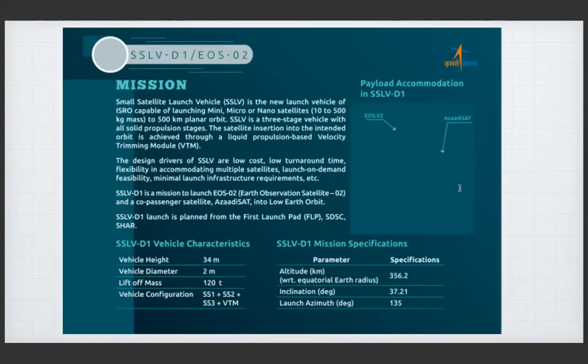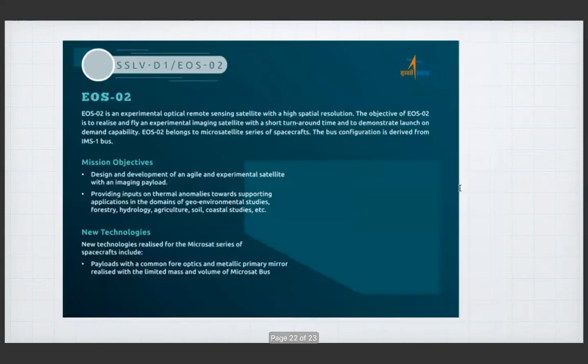Mission of SSLV-D1: the small satellite launching vehicle is a new launching vehicle of ISRO capable of launching mini, micro, or nano satellites into a 500 kilometer planar orbit. SSLV is a three-stage launch vehicle with solid propulsion stages, as we already discussed. The fuel is HTPB, hydroxyl terminated polybutadiene. The design drivers of SSLV are low cost, very low turnaround time, flexibility in accommodating multiple satellites, micro, nano, and mini, launch on demand, and minimal launch infrastructure requirements.